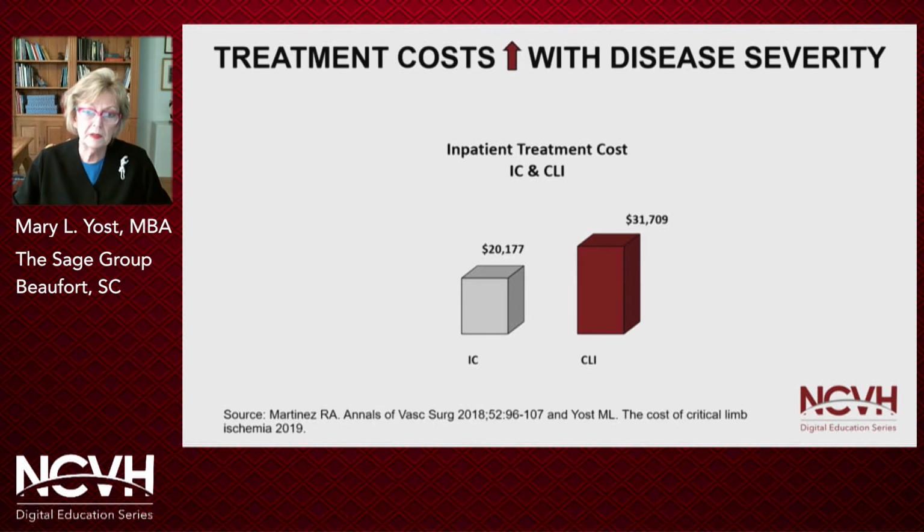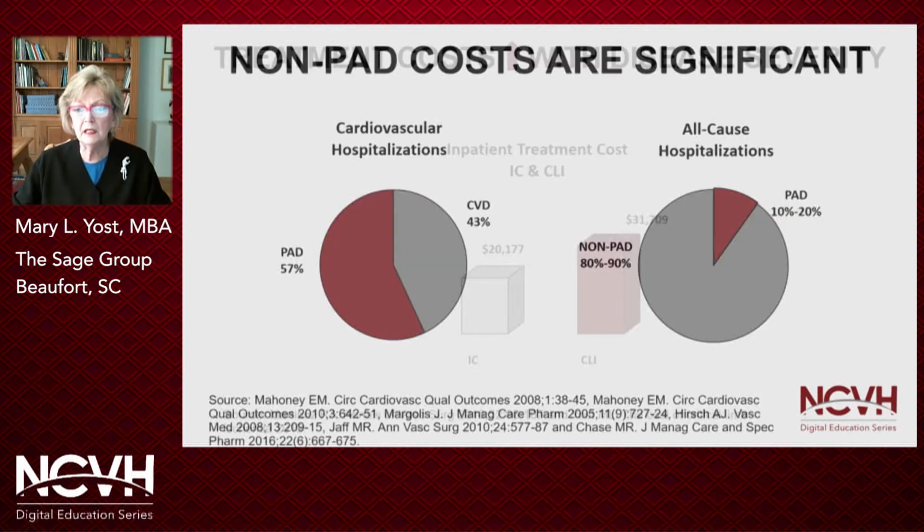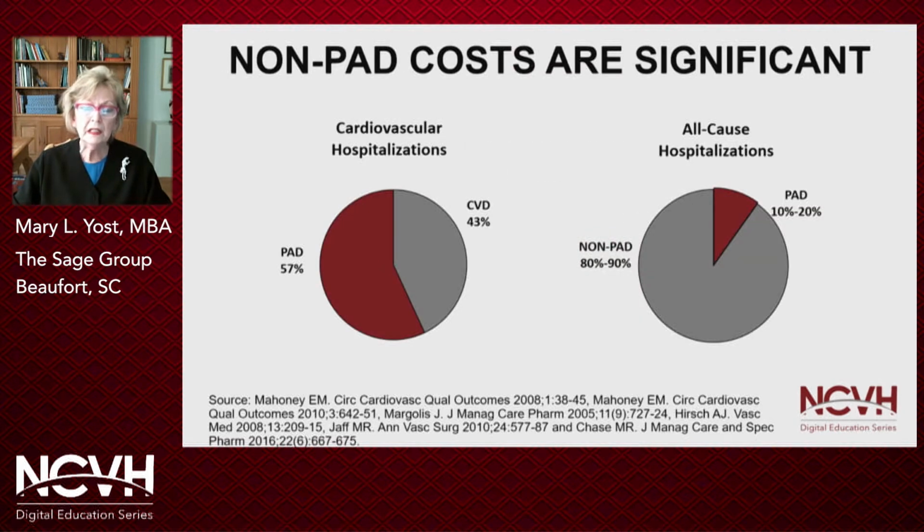Treatment costs increase with disease severity. Inpatient treatment for an IC patient is over $20,000. However, for a CLI patient, it's almost $32,000. Non-PAD costs are significant. Looking at cardiovascular hospitalizations, 43% of the costs are not PAD, they are the other cardiovascular diseases. But if you look at all-cause hospitalizations, 80 to 90% of the total costs are not PAD.